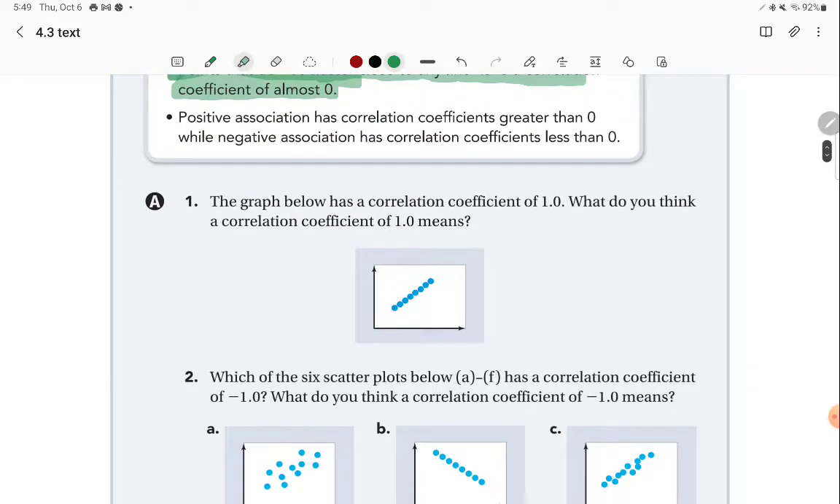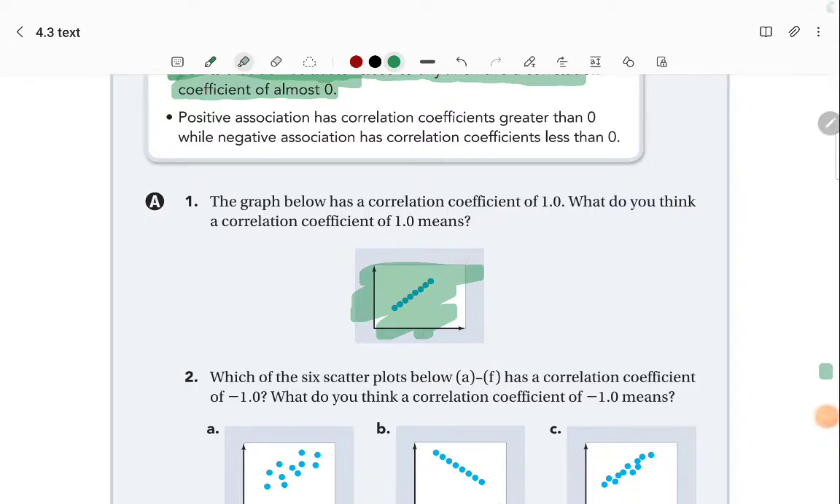All right. So the graph below has a correlation coefficient of 1. What do you think a correlation coefficient of 1 means? So go ahead and answer that question the best that you can. Pause the video and then write in your notes what you think the correlation of 1 means, looking at this graph.